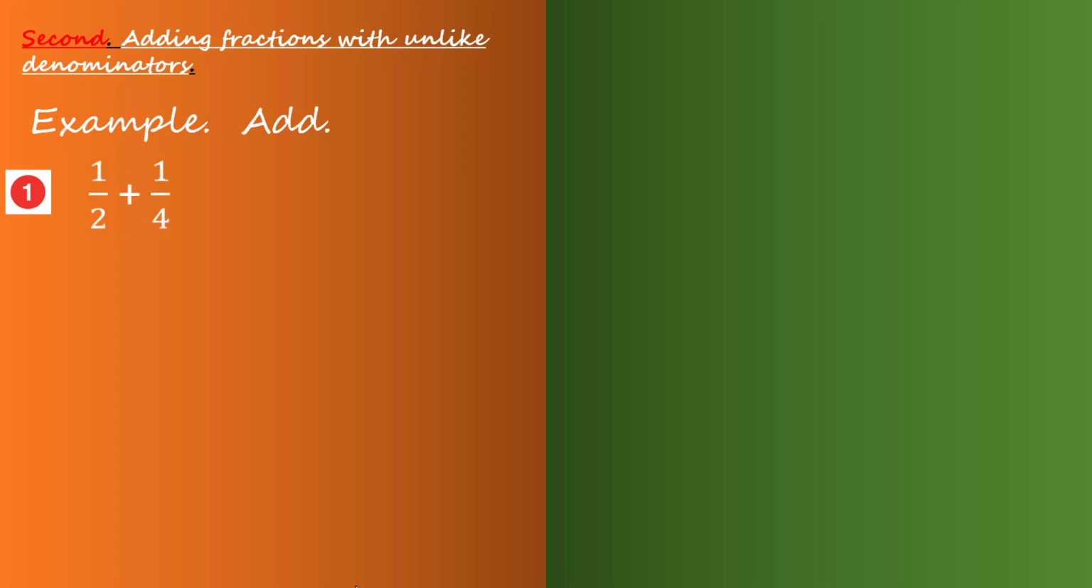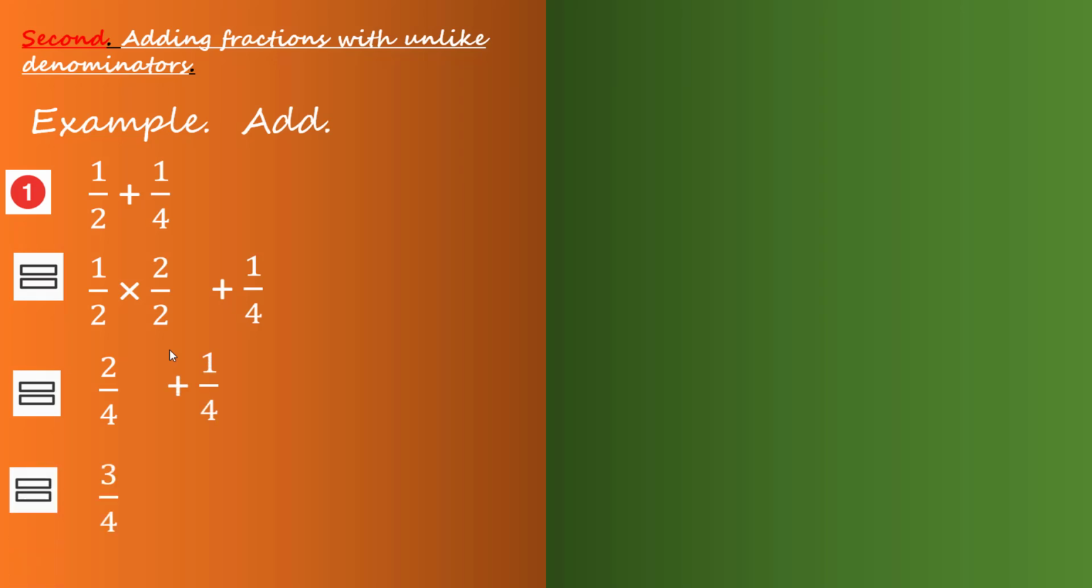Second, adding fractions with unlike denominators. For example, 1/2 plus 1 over 4. Look here, the two denominators are different, 2 and 4. So ask yourself, how can we make 2 into 4? Just multiply by 2. So to find the equivalent fraction of 1/2, we multiply by 2 to make the denominator 4. So it will be 2 over 4 plus 1 over 4, it will be 3 over 4.